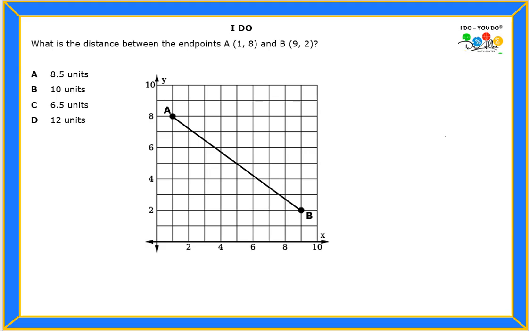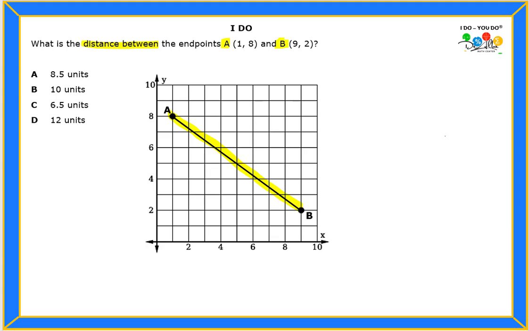And it says, what is the distance between the endpoints A (1, 8) and B (9, 2)? So we're looking for the distance between A and B. Very good. So this is what I'm looking for, right? And no, we cannot just count 1, 2, 3, 4, 5 because it's a diagonal measurement, right? You cannot count the squares when you are going in a diagonal, okay?